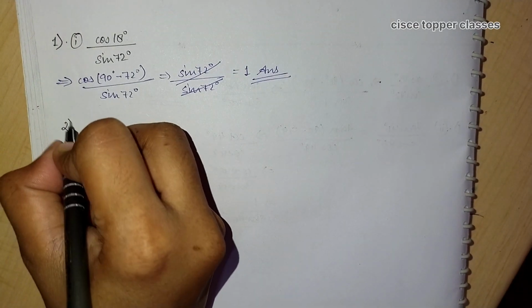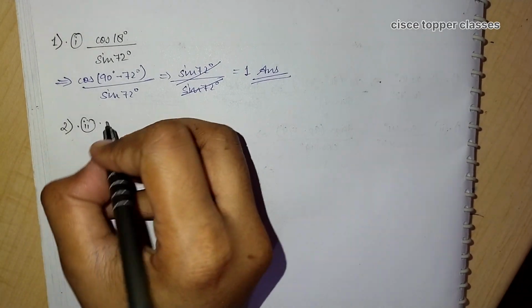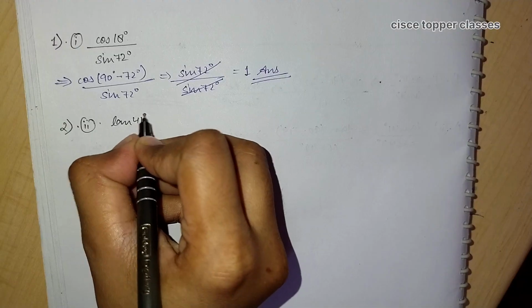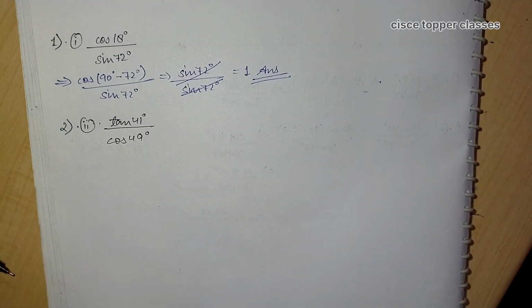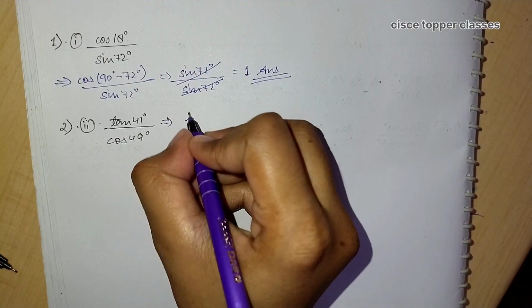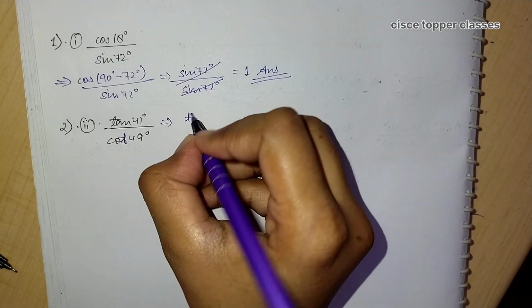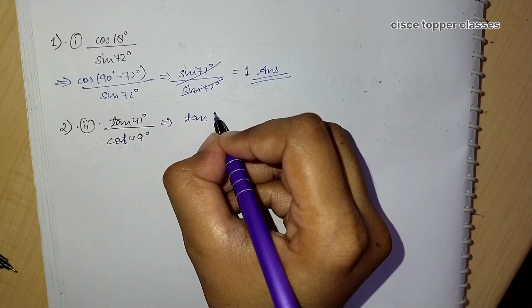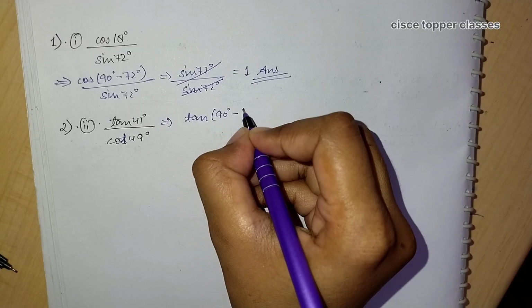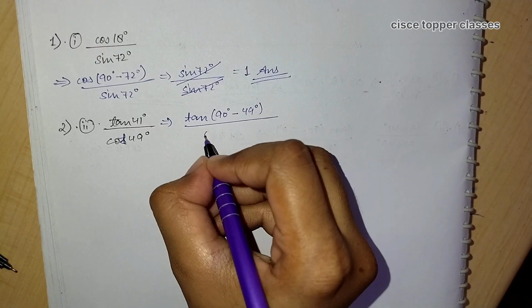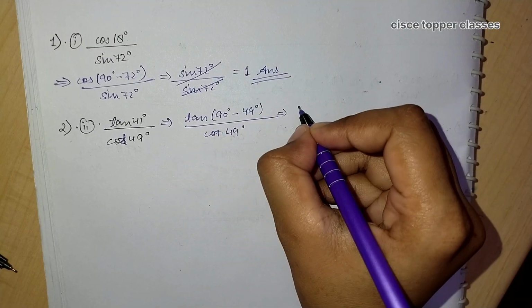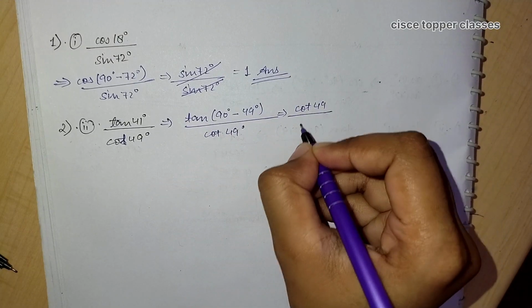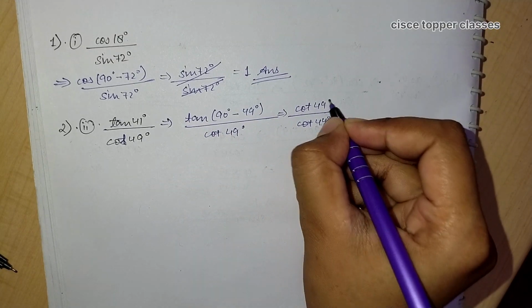Now let us solve here question number 2, second part, which is tan 41 degree divided by cot 49 degree. So here tan 41 degree we can write as tan of 90 minus 49 degree divided by cot 49. And if we change the ratio here on tan, it will be cot 49 degree divided by cot 49 degree, and this will be cancelled out.